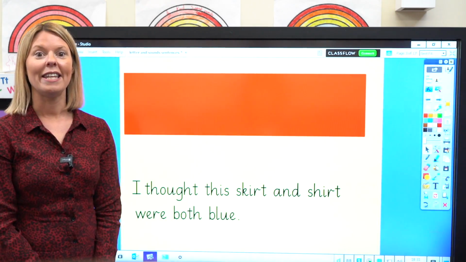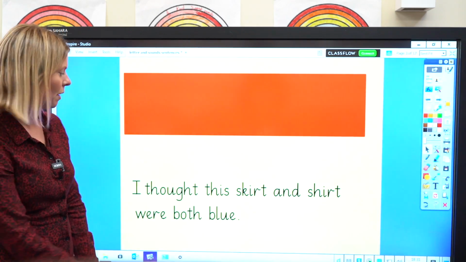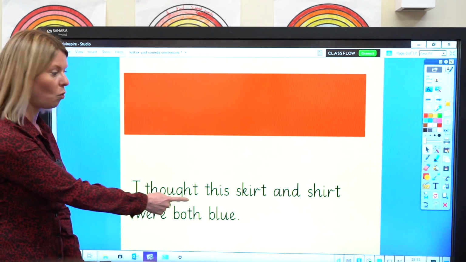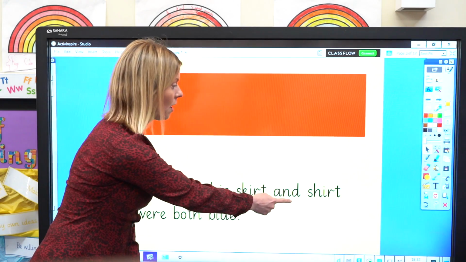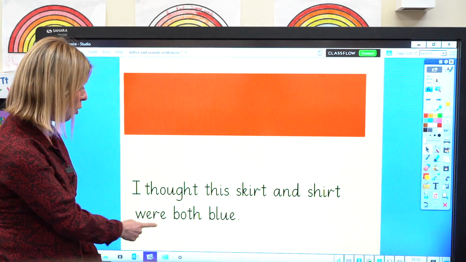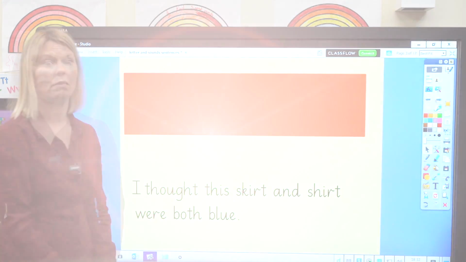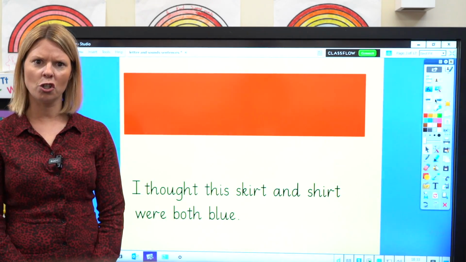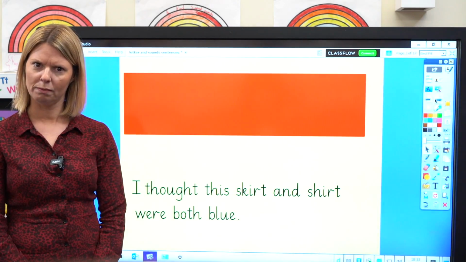Excellent reading. Now let's read the sentence together. I thought this skirt and shirt were both blue. I wonder what colour their skirt and shirt were if they were not blue.